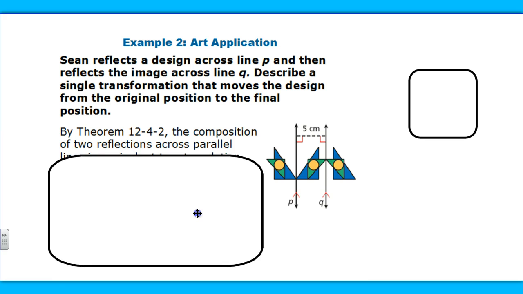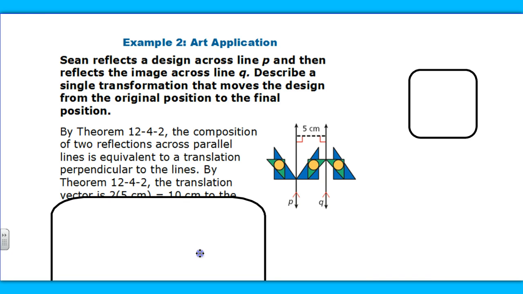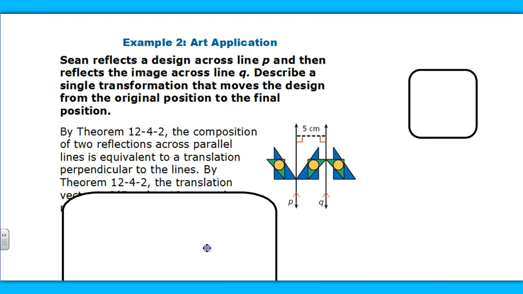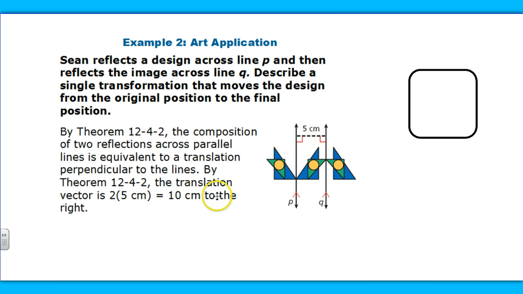The composition of two reflections across parallel lines is equivalent to a translation perpendicular to the lines. So the vector, if we have a distance of 5 centimeters between the parallel lines, then the vector would be 10 centimeters long, twice the distance between the parallel lines.